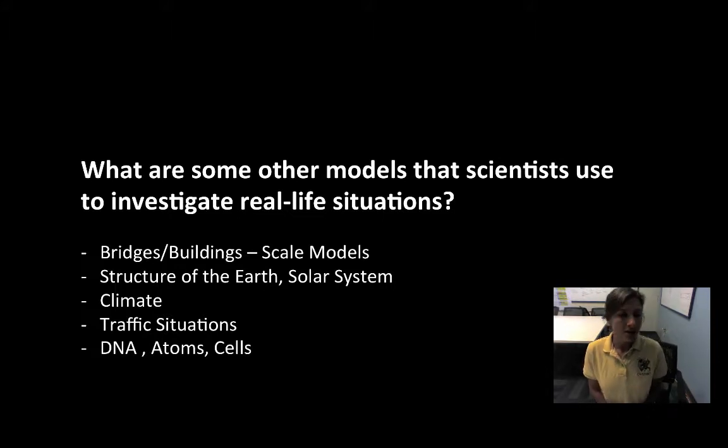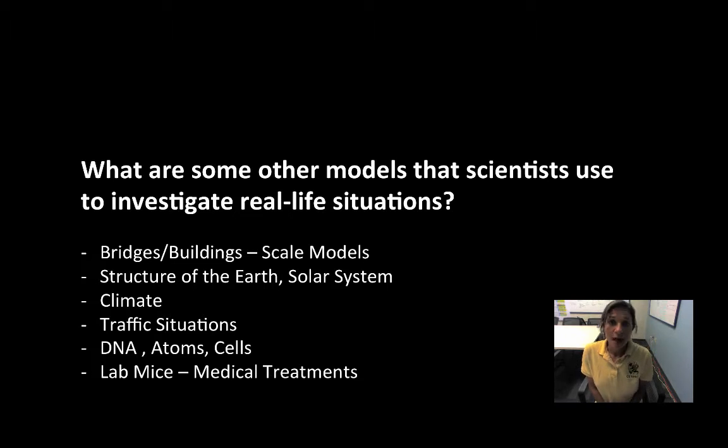What are some other models that scientists use to investigate real-life situations? Here are some examples to help fuel the discussion. Looking at scale models, especially with buildings and bridges, looking at large scales, structure of the Earth, solar system, climate models to make predictions, traffic situations and accident replication, DNA, atoms, cells, using larger models to look at very small items, using lab mice for different medical treatments, to study maybe the effects of cancer, to model how those treatments might work with human cancer victims.